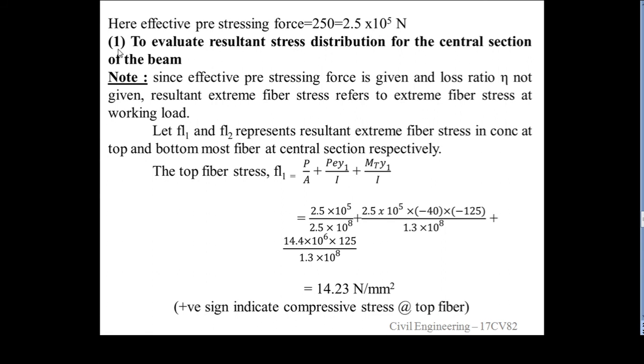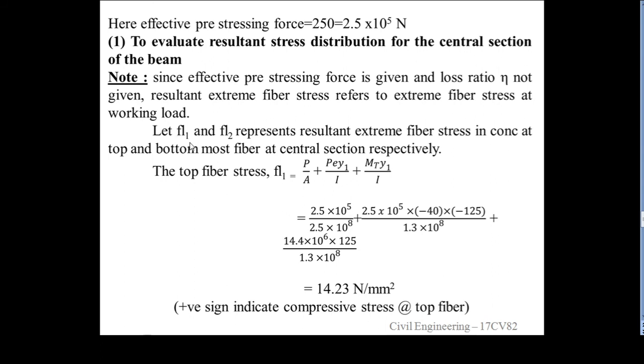Then the first point is to evaluate the resultant stress distribution for the central section of the beam. Note, since effective pressure force is given and loss ratio nu is not given, we find the extreme fiber stress at working load. Here there is no loss factor given, therefore nu is assumed as 1.